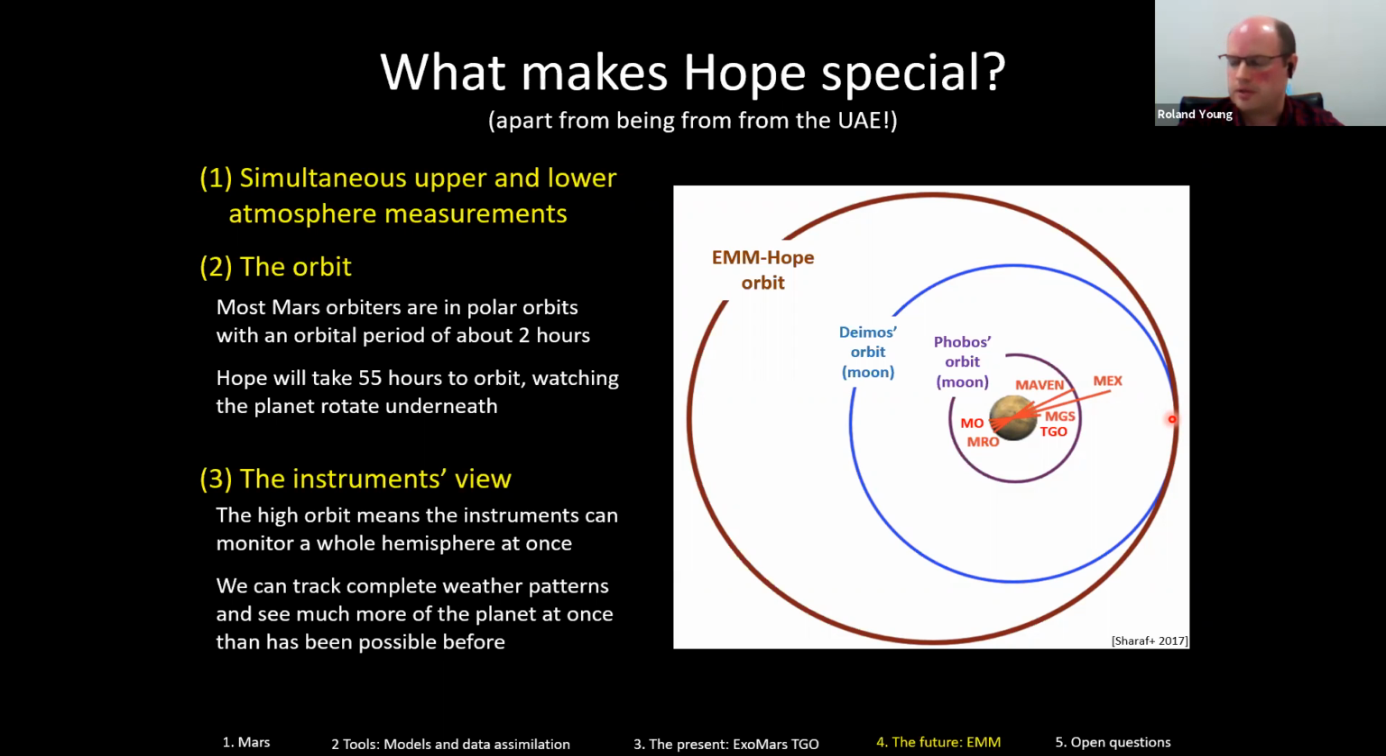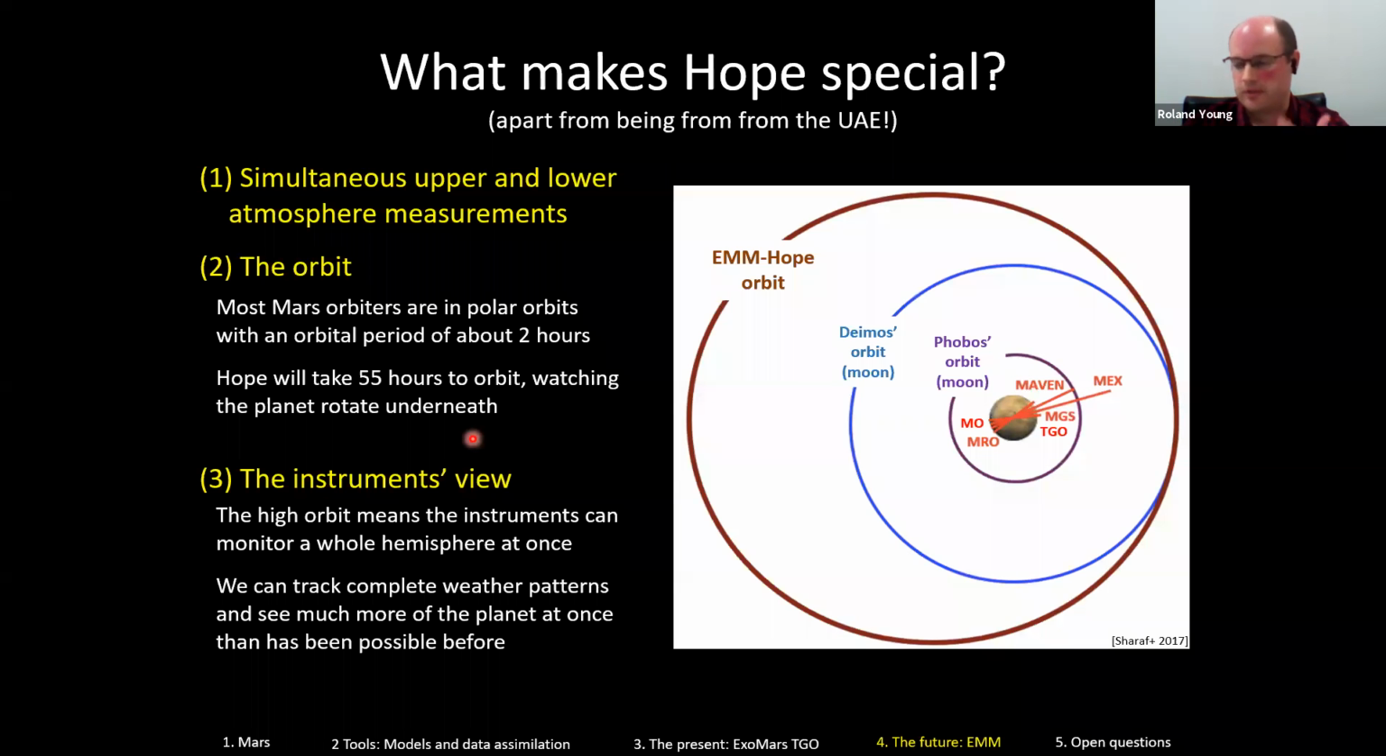The only other spacecraft that has been able to observe all local times has been the ExoMars Trace Gas Orbiter, and it does so over quite a long period. I forget exactly what the period is now, but it's on the order of 50 or 60 days, I believe. And so both of these mean that it will really be quite a different type of instrument viewing platform than any of the spacecraft that have come before.